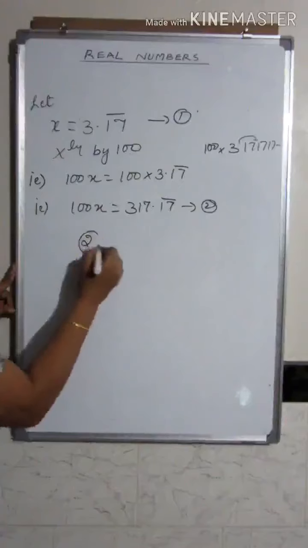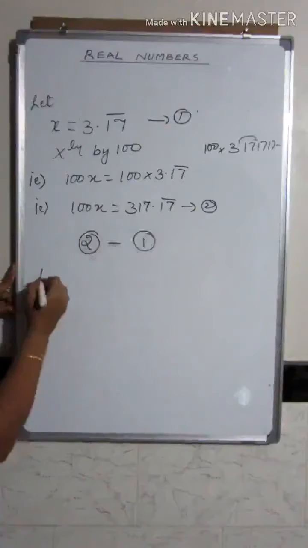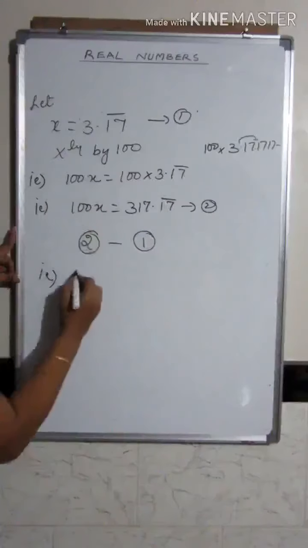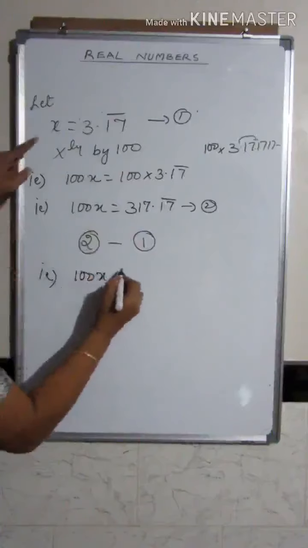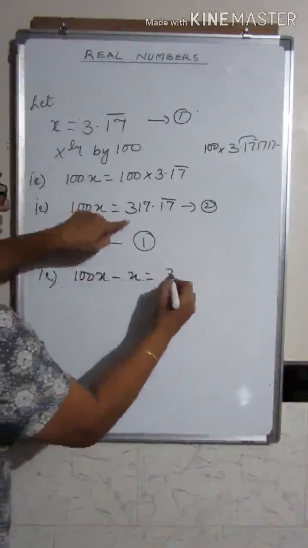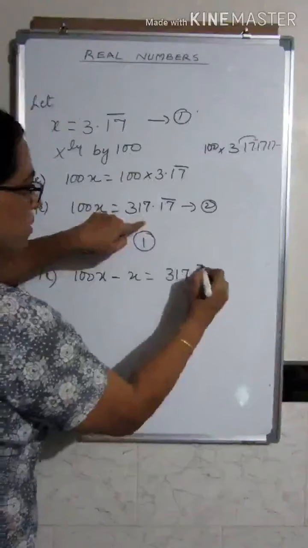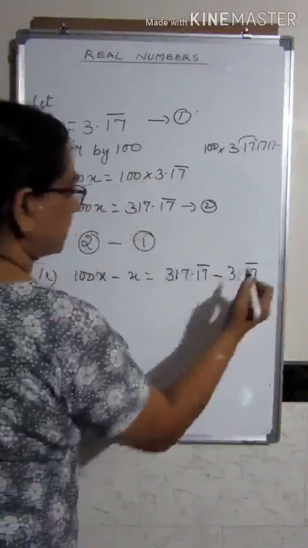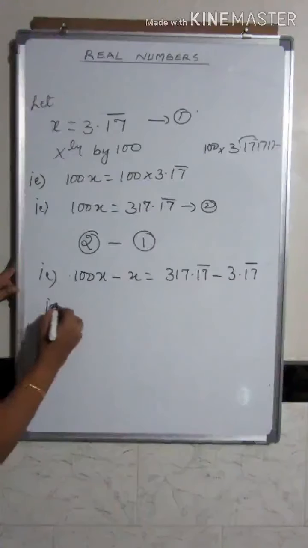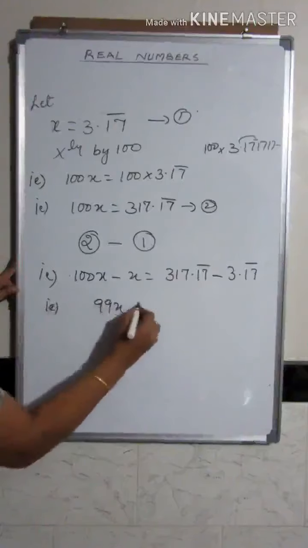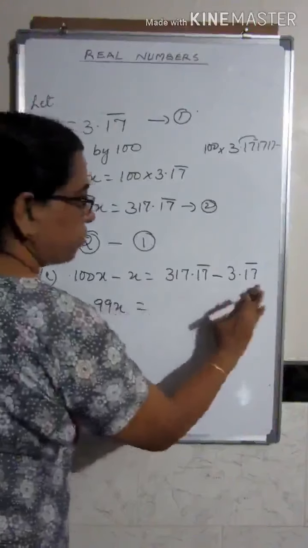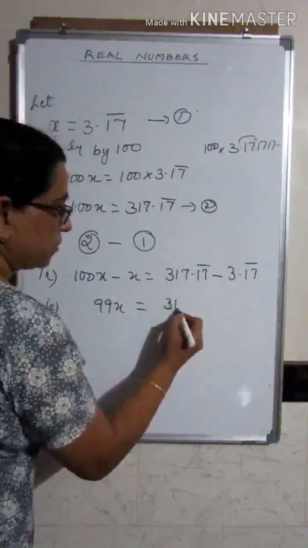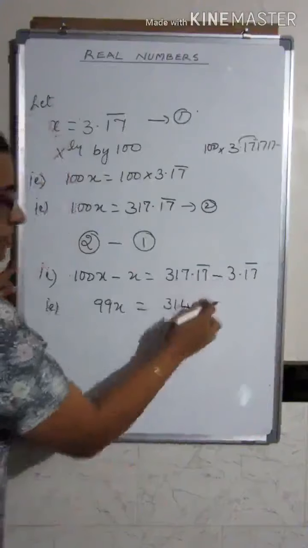Now you have to subtract equation 1 from equation 2. Subtract the left hand side and subtract the right hand side. So you will get 100x minus x is equal to 317.17 recurring minus 3.17 recurring. Here 100x minus x is equal to 99x, and when you subtract, the numbers after the point become 0. When you subtract 3 from 317, you will get 314.